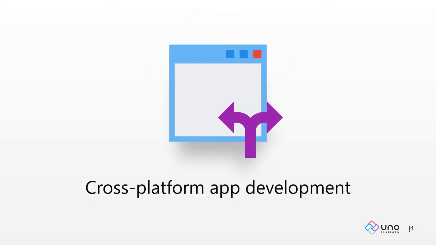So, companies today want to develop their applications for multiple platforms. Ideally, they want their application to run on Android and iOS for mobile, on the desktop, on Windows and macOS, and they want to develop their applications for web as well. To achieve this, there has to be some kind of cross-platform application development story.